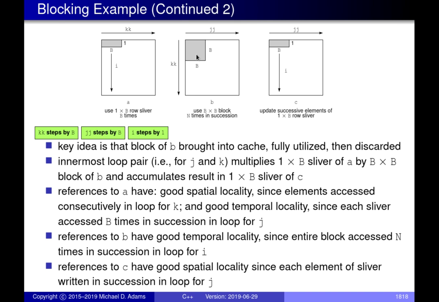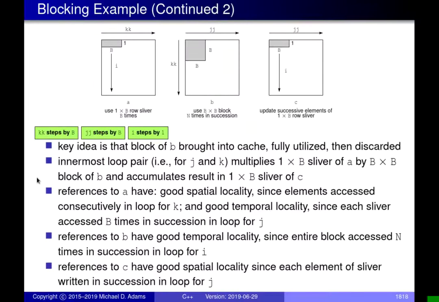So in the innermost pair of loops, which are looping over J and K in the code on the previous slide, what we're going to be doing is multiplying a 1 by B sliver of the matrix A by a B by B block of B, and then accumulating the result in this 1 by B sliver in C. This approach will perform reasonably well with respect to caching.